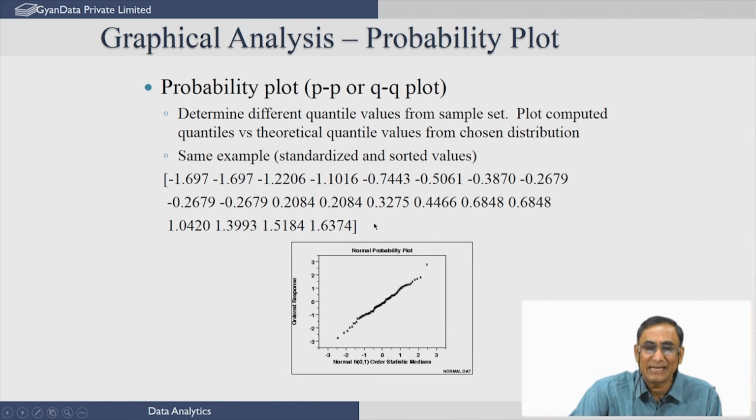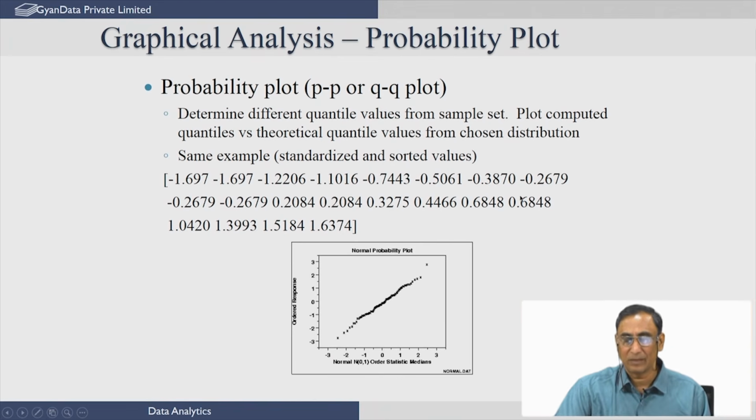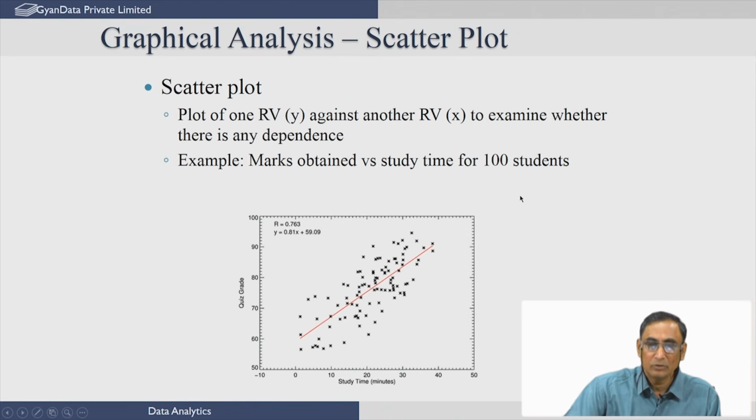You can test this against any distribution. In this case I have shown you how to test it against the normal distribution. You can take the quantiles from a uniform distribution or from the chi-square distribution, what have you, and plot these sample quantiles against the expected population quantiles, and if they fall on the 45-degree line, then you know that it comes from the appropriate distribution. So this is useful for determining visually the distribution from which the data have been drawn.